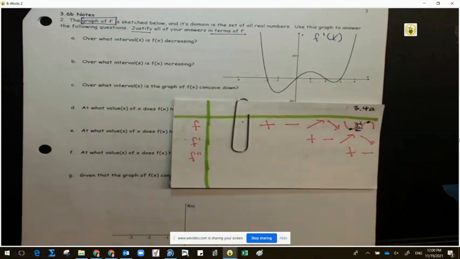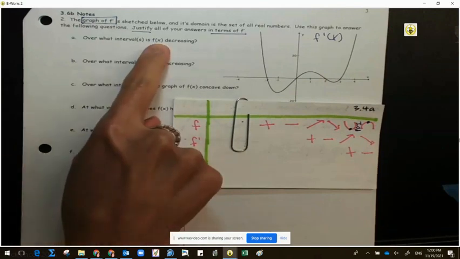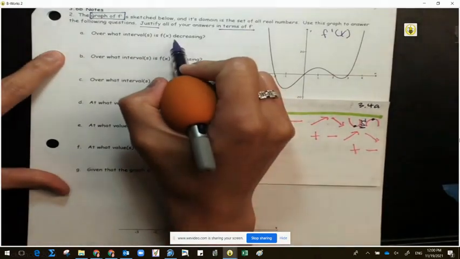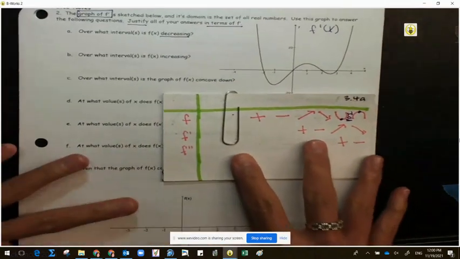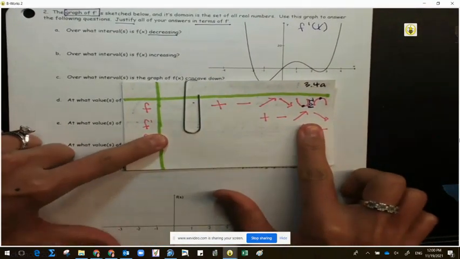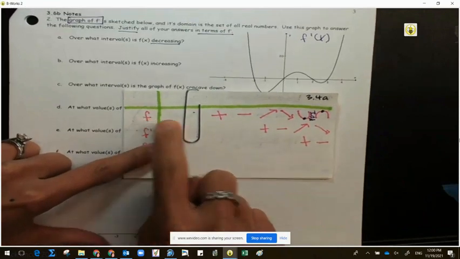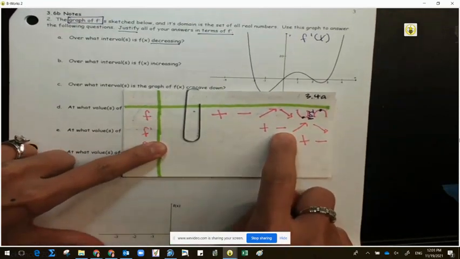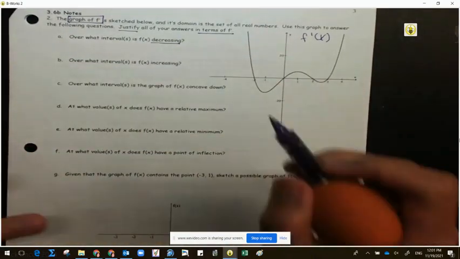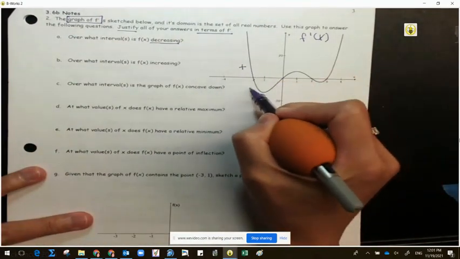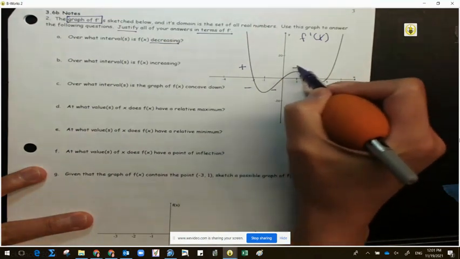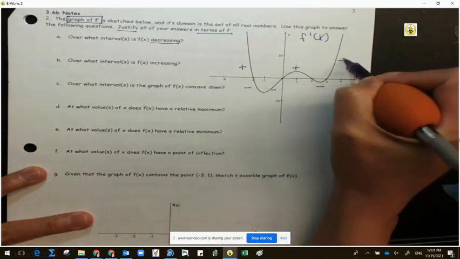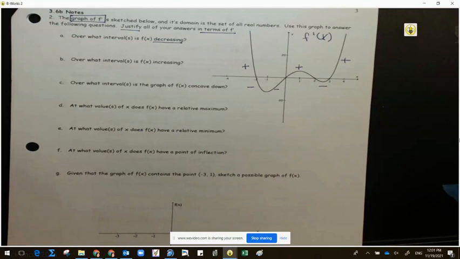Looking at part A, it says what interval is the original graph f of x decreasing? Let's underline that piece. Again, we are not looking at double prime at all. If the original graph is going down, what do I know about f prime? It is negative. So let's notate all the positive and negative. This is above, this is below, here's above, below, and above. Anything that is negative is going to be our decreasing function.